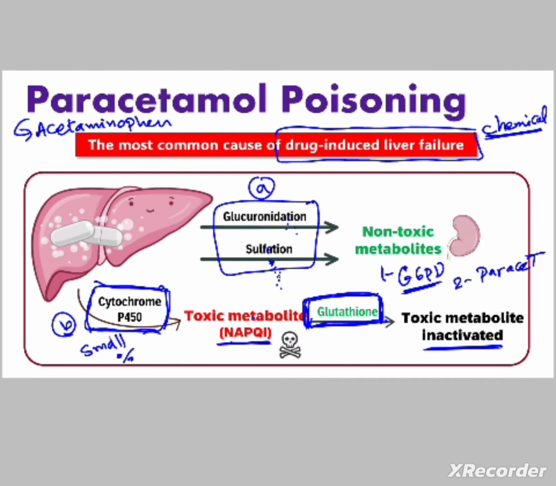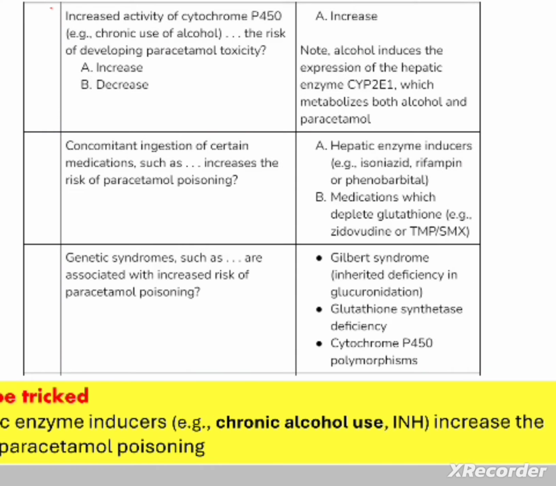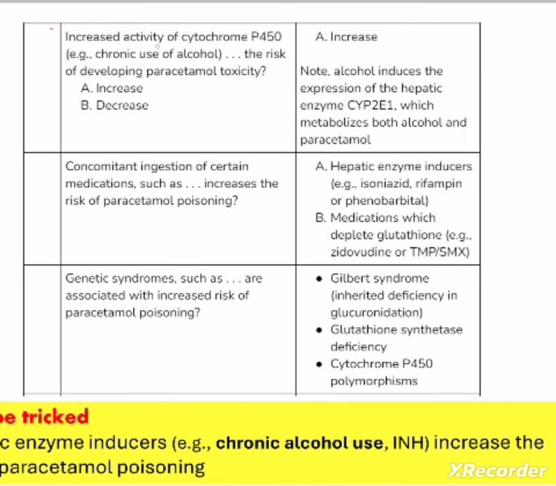So let's go to the next slide, which is a flash card. The question here is: is increased activity of cytochrome P450, such as with chronic alcohol use, associated with increased risk or decreased risk of developing paracetamol toxicity? Actually, it's increased risk, because alcohol induces the expression of the hepatic enzyme CYP2E1, which metabolizes both alcohol and paracetamol. So the paracetamol will go through the dangerous pathway, cytochrome P450, because this enzyme is one of the cytochrome P450 family. This is the first question.